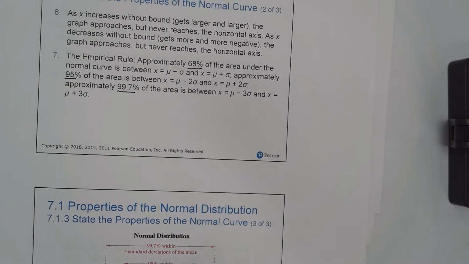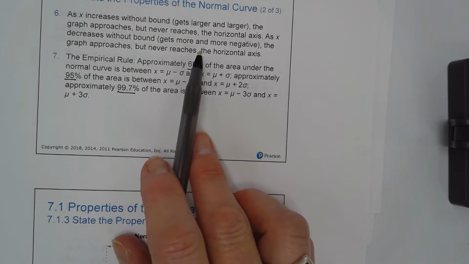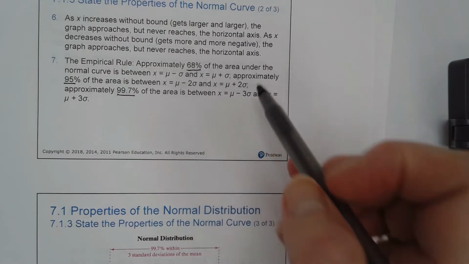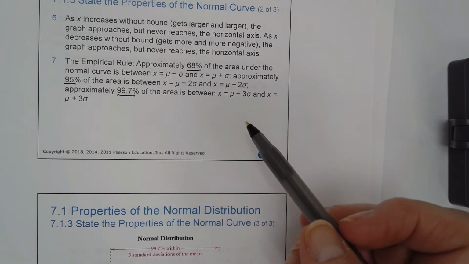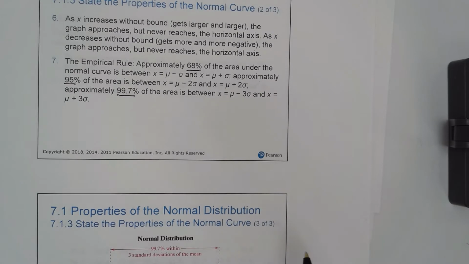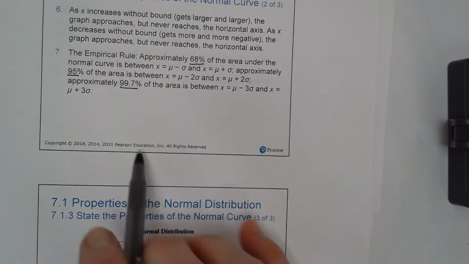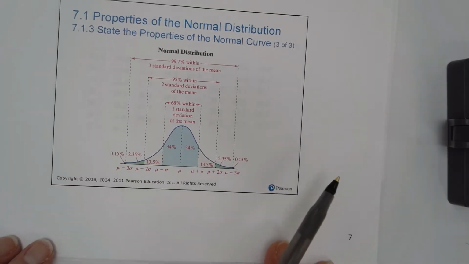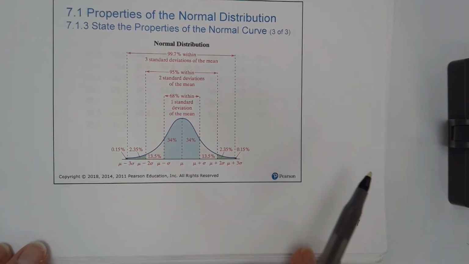As x increases or gets larger and larger, the graph gets closer and closer to the horizontal axis, but it never touches it. And same thing, as x gets smaller, it gets closer and closer, but never touches it. And then the last thing is that the empirical rule is true. Okay? So those are all properties of the normal distribution.